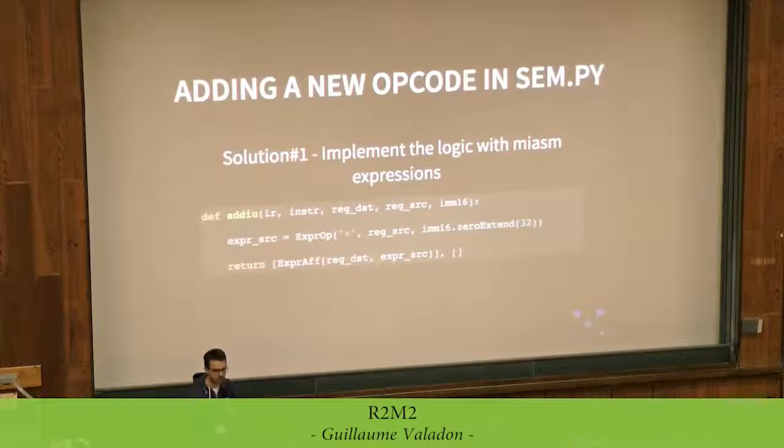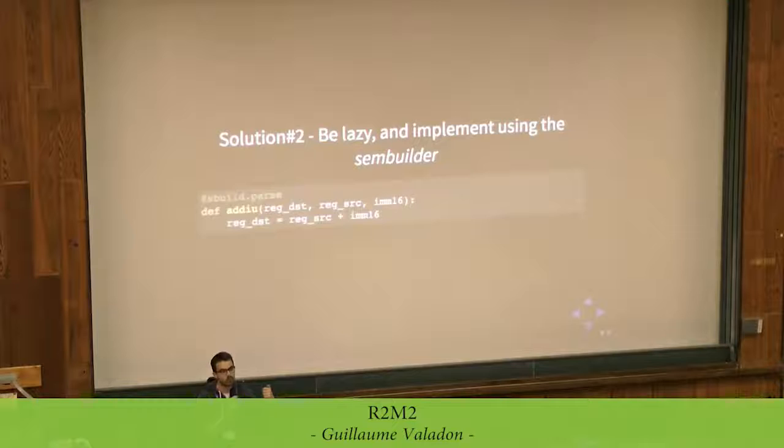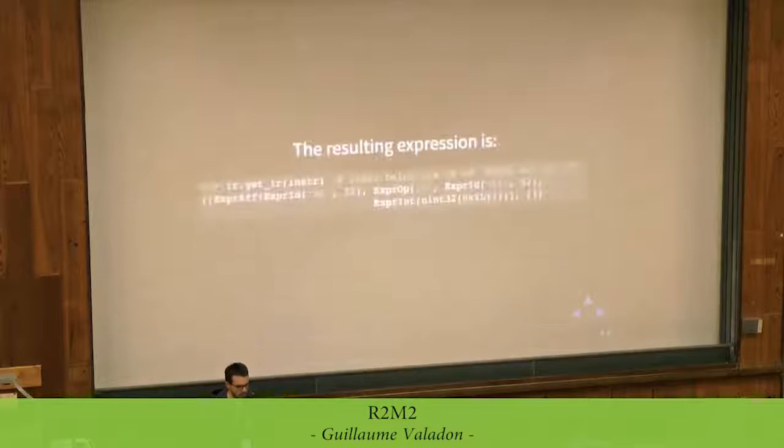If you want to tell miasm how to execute and give the semantics of the instruction, you have two choices. Do it the hardcore way, writing miasm expressions, and you don't want to do that. Or you can use this wonderful feature called SemBuilder. You define a Python function for the add instruction, adding a source register to an immediate and putting that back into the destination. If you execute it with miasm, you get your miasm expression. That's really powerful, and there's not much to do on my side.